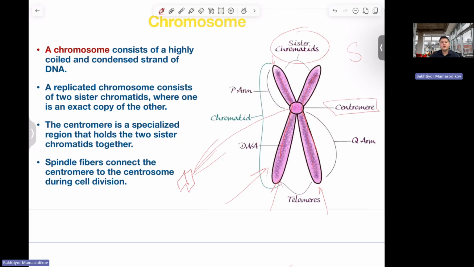The chromosome has two arms. The first is called the P arm. The second is called the Q arm. The P arm is actually the short arm. P is from the French petite, which means small. Okay, the P arm means small arm. The smaller arm is always called the P arm. The Q arm is the long arm.